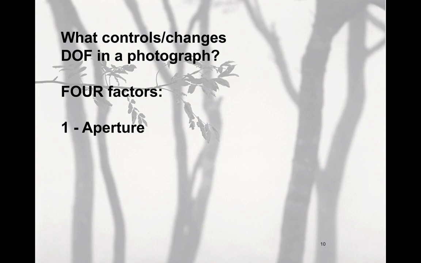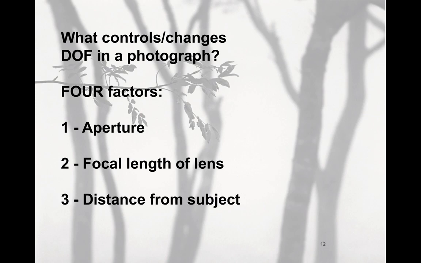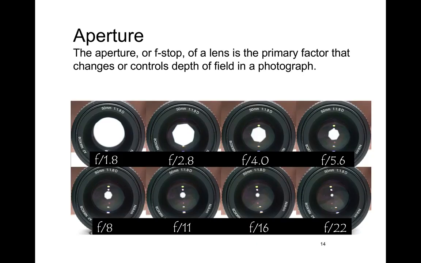The second one, closely following aperture, is actually the focal length of the lens, which you've already seen a bit, that the wide angle tends to be deeper and the longer lenses tend to have a shallower depth of field. Third, the distance from the subject. This is very, very important and often neglected: how far away are you from the object that you're focusing on? And the last one is the sensor or film size. And this is the great forgotten one. We'll talk about why. So let's start with aperture.